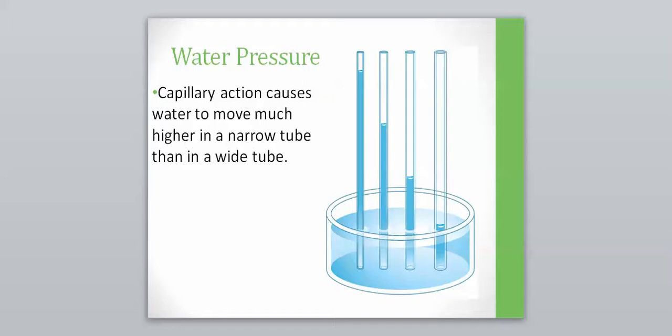And capillary action causes water to move much higher in a narrow tube than a wide tube, so that's kind of going to be our xylem and our phloem, which are going to be thinner.